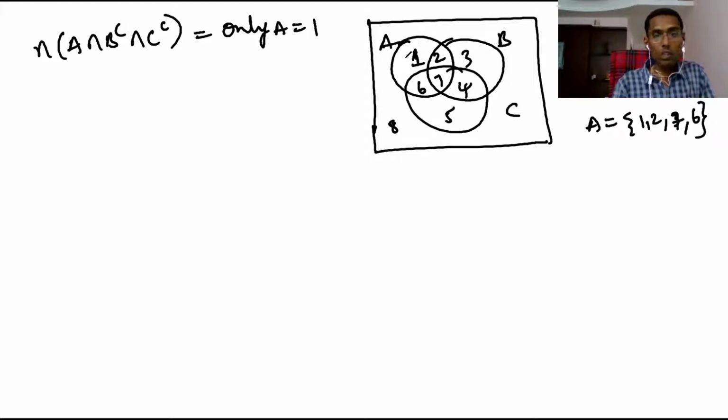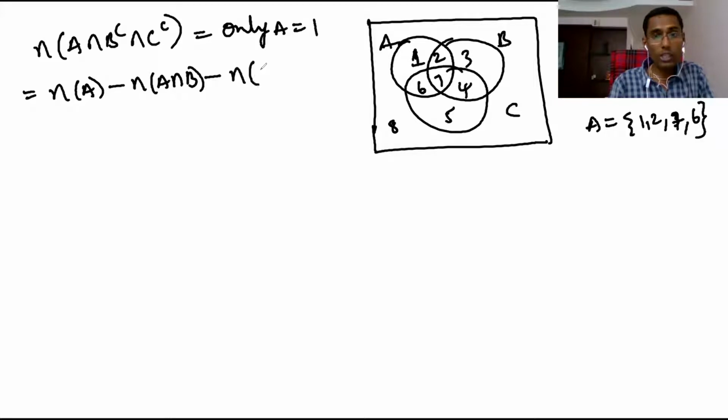From that, not B, not C. I don't want the B part and I don't want the C part. That is the number of elements in A minus the number of elements in A intersection B, that means 2, 7 removed, minus the number of elements in A intersection C, that means 6, 7 removed. So part 7 is removed twice, therefore once we have to add. That is how you can understand very simply.